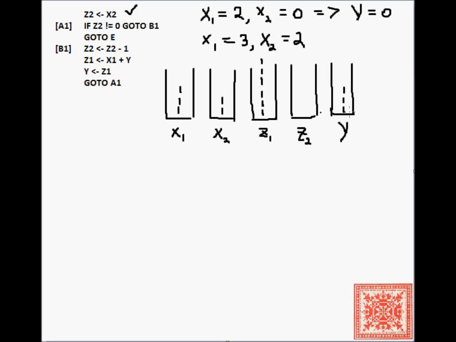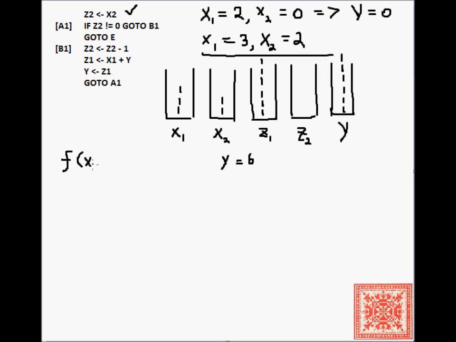1, 2, 3, so 6. Okay. At which point we go back to A1, and Z2 is 0, so we go to the end, right? Right after we assign the value of Z1 to Y, which is 6. And Y in this case is equal to 6. So it's 3 times 2.